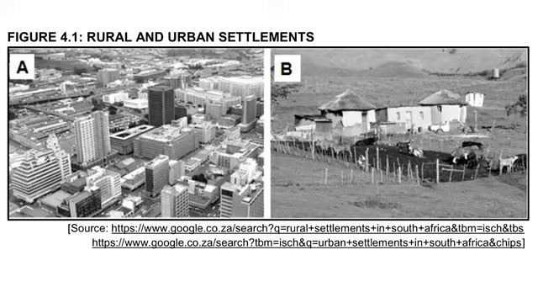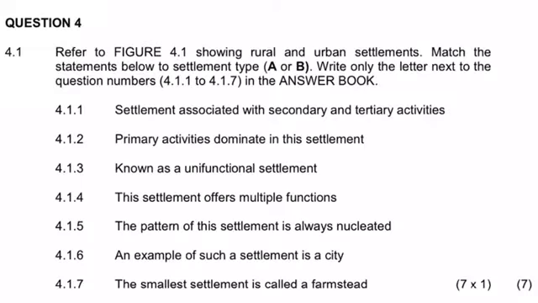Obviously it's B. So that means an answer to this question is B. Nothing is complicated. I hope so far you're able to notice that there's nothing complicated with these questions, guys. Third question, 4.1.3. The question says, known as a unifunctional settlement.